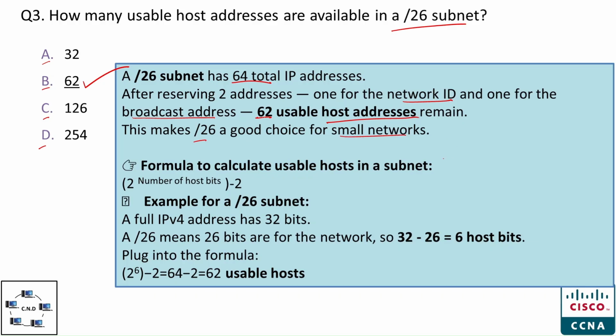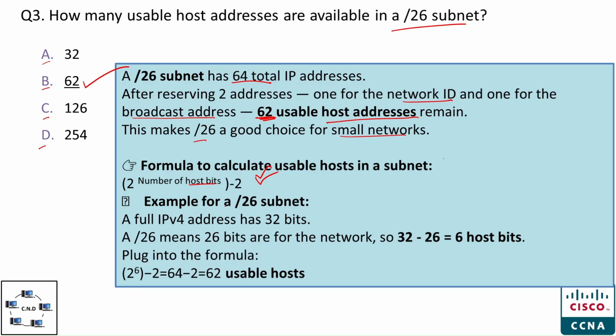So how do we arrive at this particular number? The formula to calculate usable hosts in a subnet is 2 raised to the power of the number of host bits, minus 2. So how do we calculate the number of host bits? Remember this formula and the next one, which is to calculate the number of hosts.